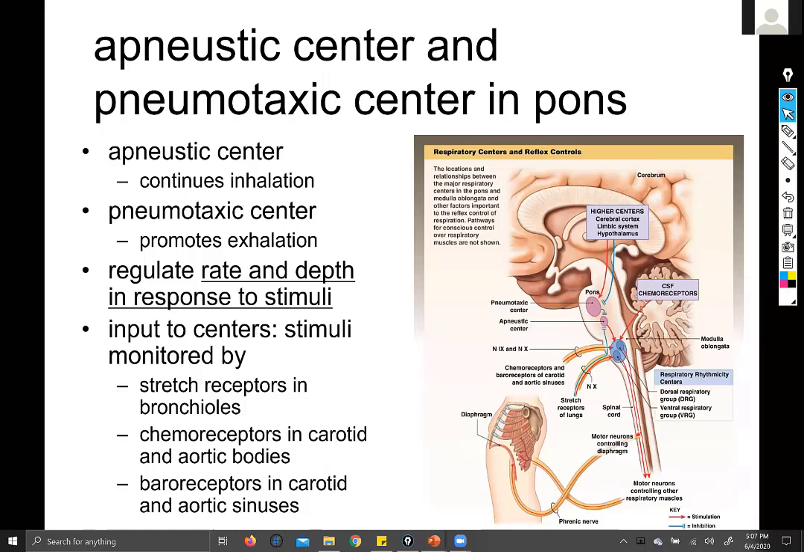So when we left last time, we were discussing the centers in the brain that control respiration. Those are the apneustic and pneumotaxic centers in the pons, and of course the dorsal and ventral respiratory groups in the medulla oblongata. So I was discussing a little bit about these receptors and where they're located.